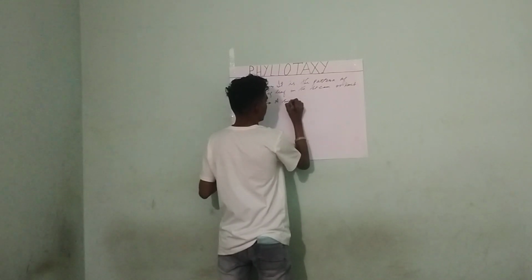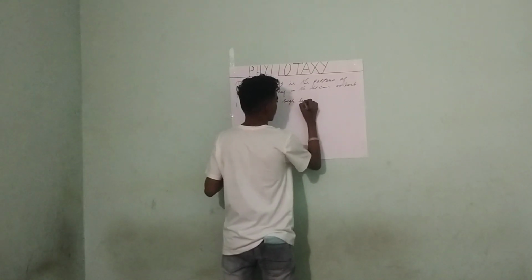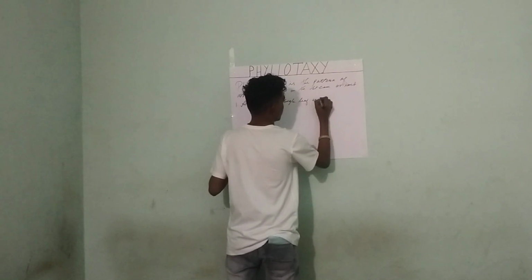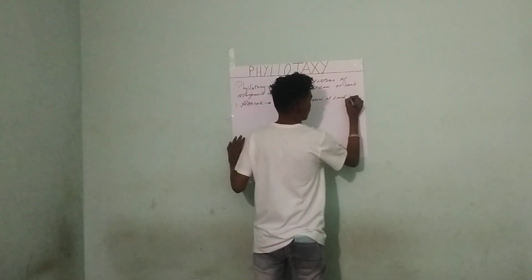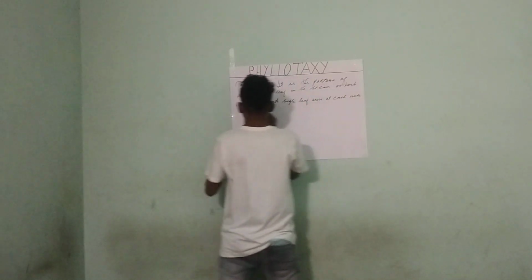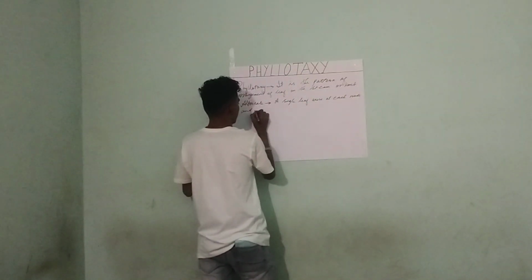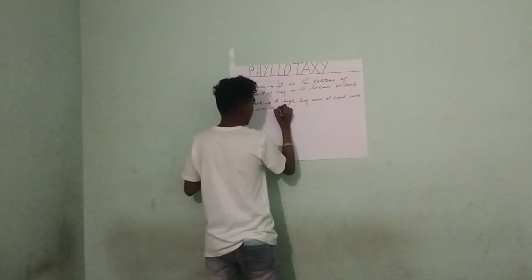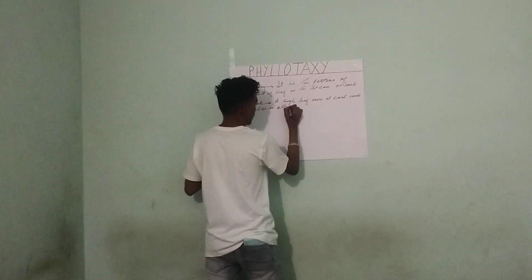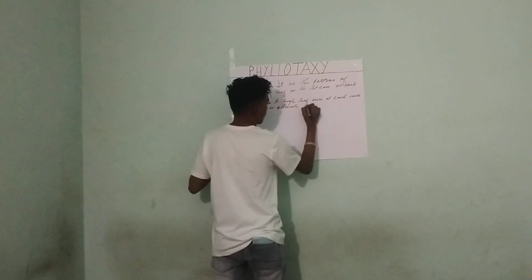A single leaf arises at each node and lies in alternate manner.